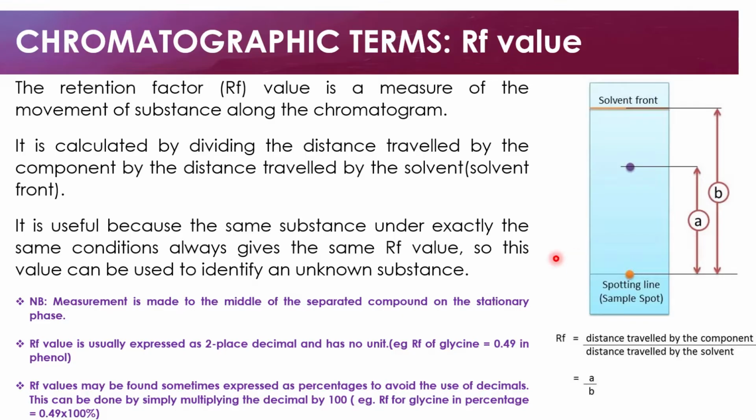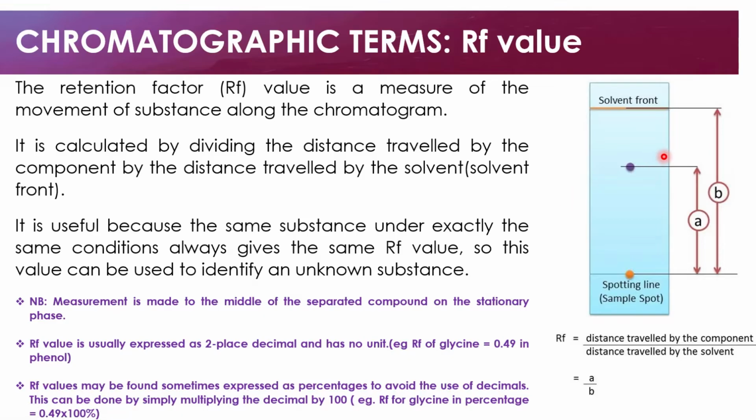Two, the RF value is usually expressed to two decimal places and has no unit. For example, we can say that the RF of glycine in phenol is 0.49. RF values may sometimes be expressed as percentages to avoid the use of decimals, and this can be done by just multiplying the decimal by 100. So for example, the RF value for glycine in phenol as a percentage will be 0.49 times 100.